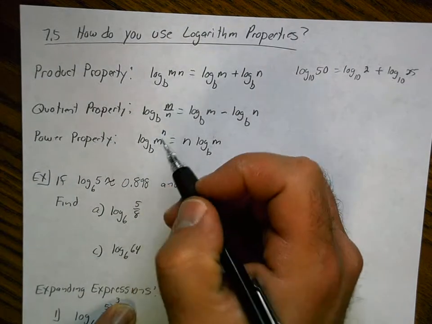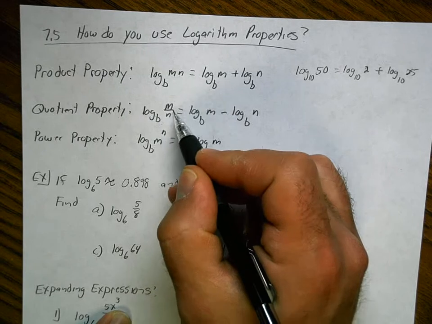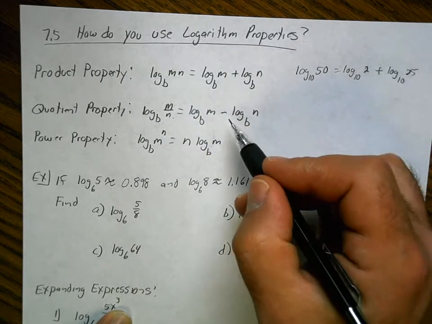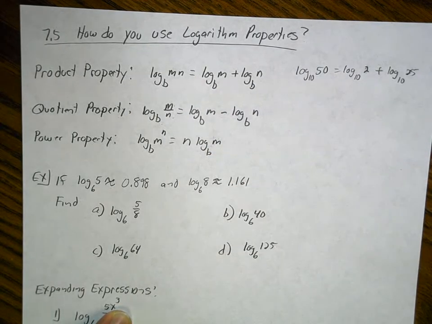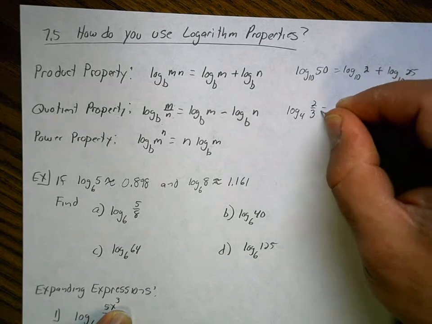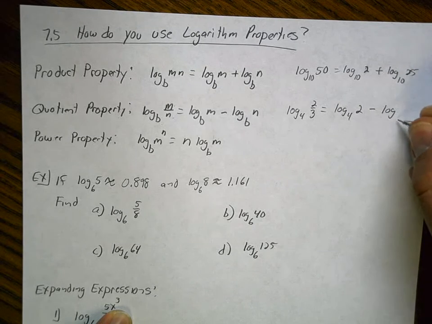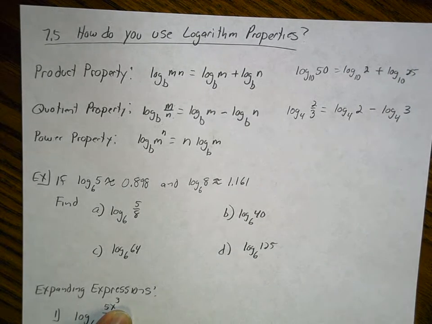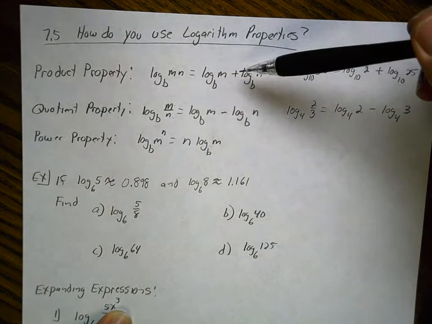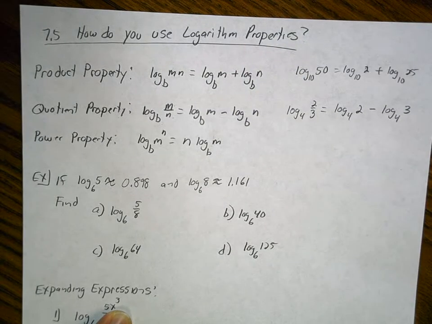The quotient property: if I take the log base b of a quotient, division, I subtract. So for example, the log base 4 of 2/3 is the same as the log base 4 of 2 minus the log base 4 of 3. In logarithm world, multiplication goes to addition and division goes to subtraction.